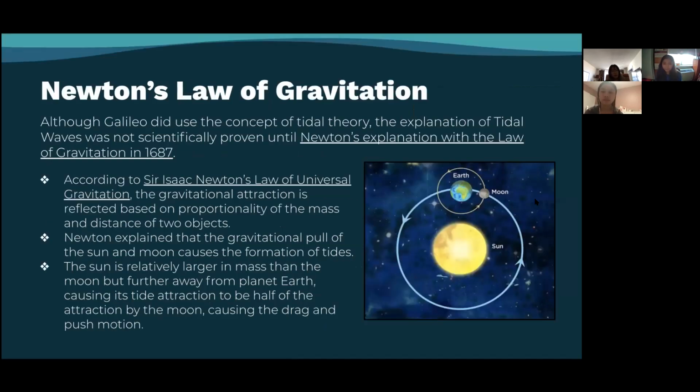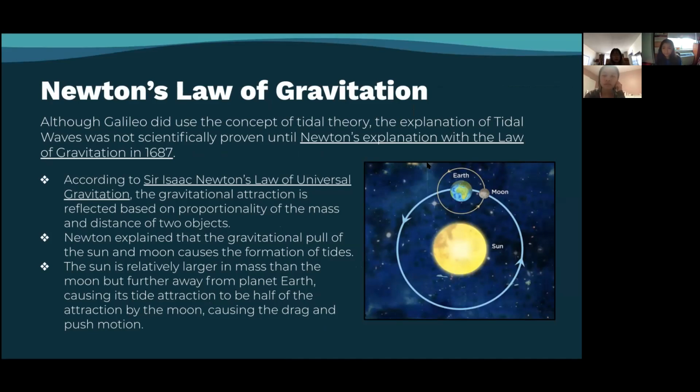Then we go to Newton's law of gravitation. Although Galileo did use the concept of tidal theory, the explanation of tidal waves was not scientifically proven until Newton's explanation with the law of gravitation in 1687. According to Sir Isaac Newton's law of universal gravitation, the gravitational attraction is reflected based on proportionality of the mass and distance of two objects.